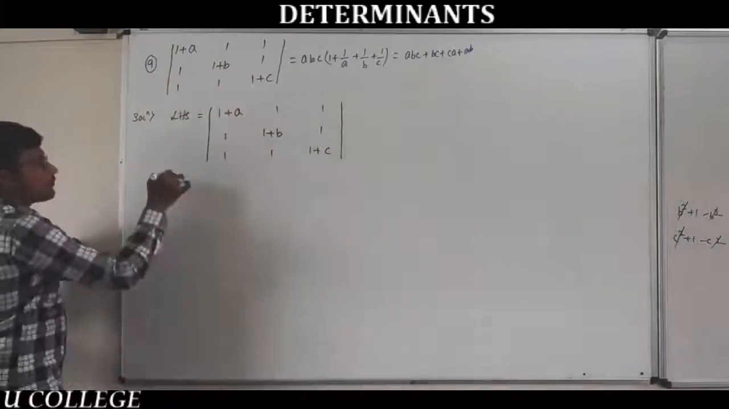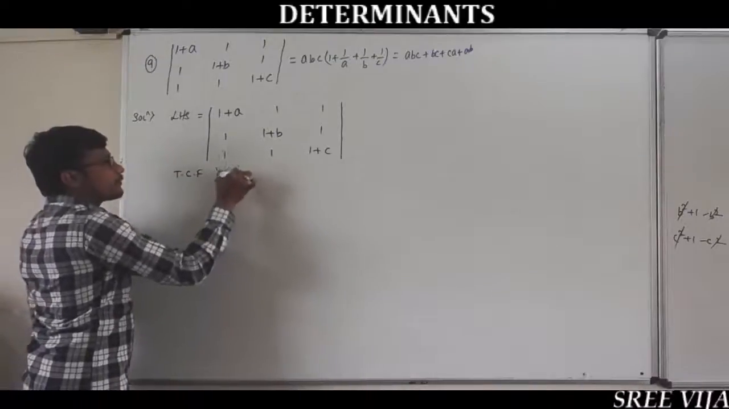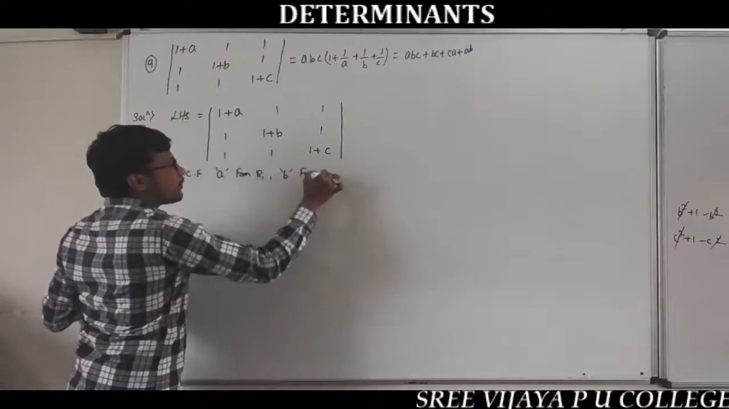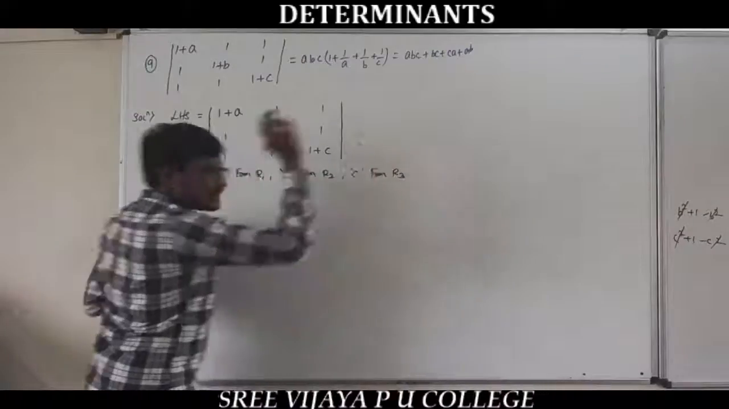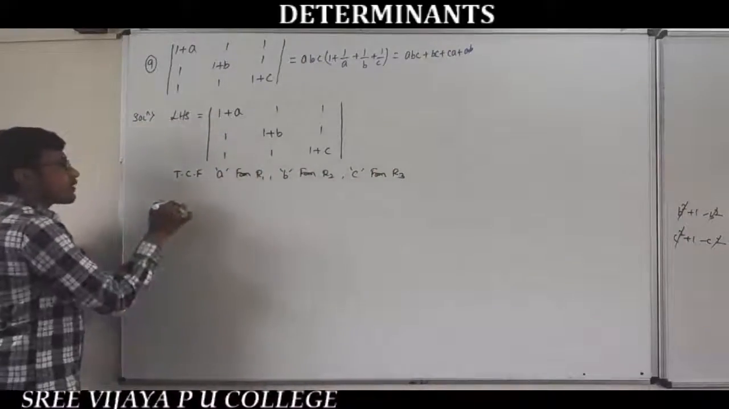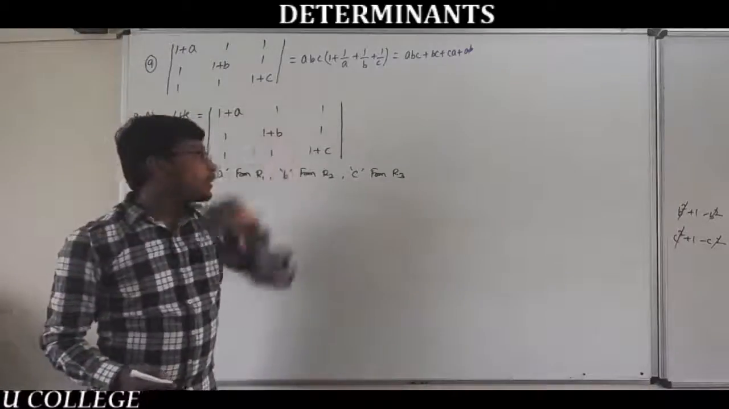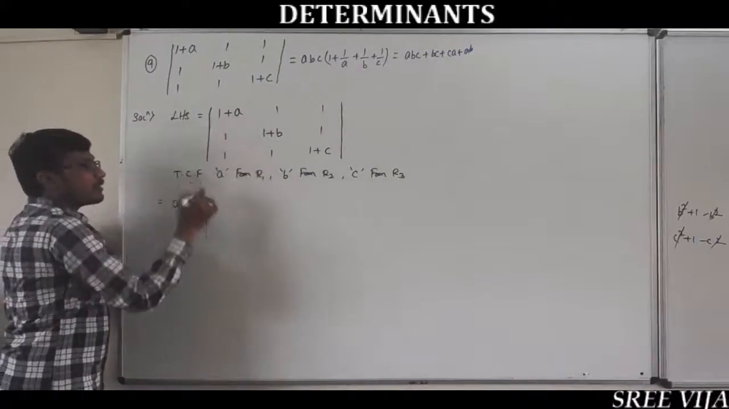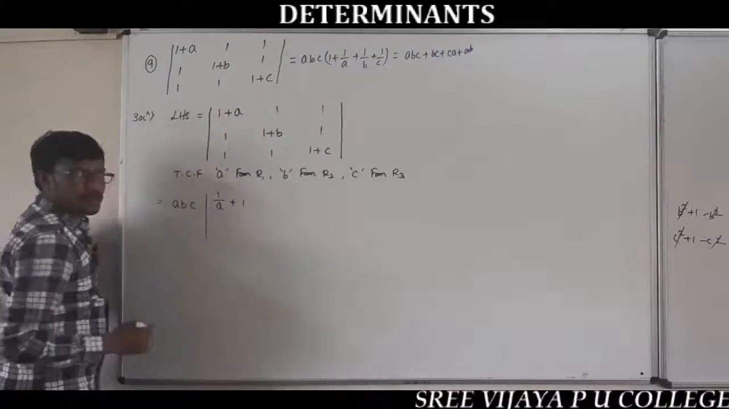If you take a common factor A from R1, B from R2, C from R3, let's see whether you get 1 by A, 1 by B, 1 by C or not. Taking A, B, C as common from R1, R2 and R3, you get ABC. In the first row, what is the common you are taking? A, right? In this one, you took A as a common, you will get 1 by A. In this A, you took A as a common, you will get 1.